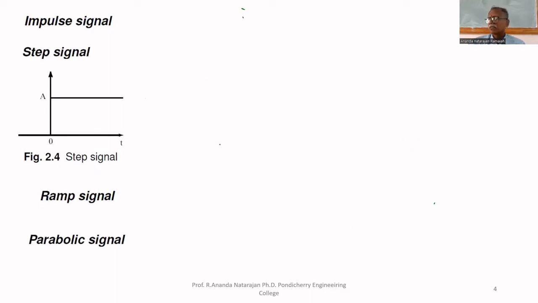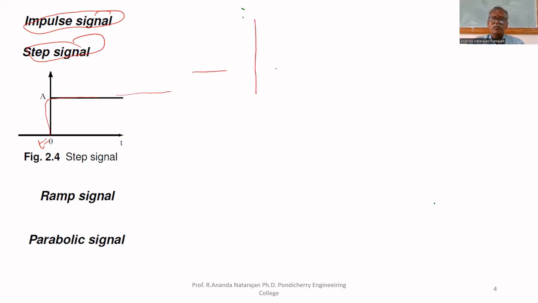Input. There are various types of inputs. The input may be an impulse input or a step input. I already explained what a step input is. Step input means at t equal to 0, it rises to a particular magnitude and remains at that value. That is called step input.